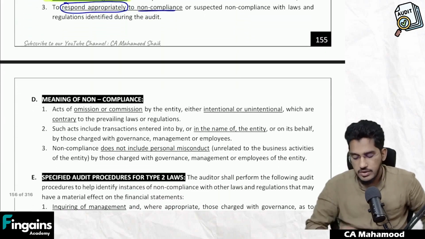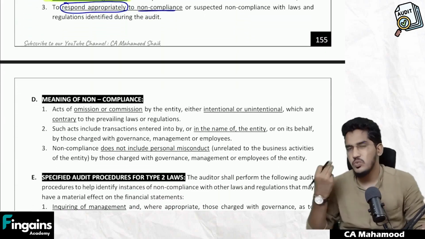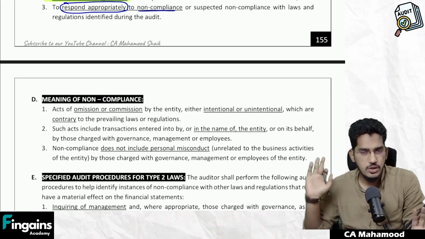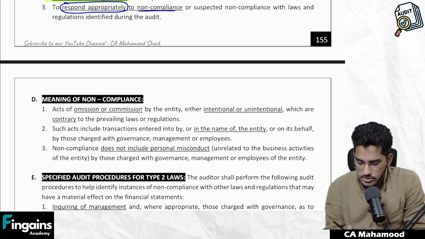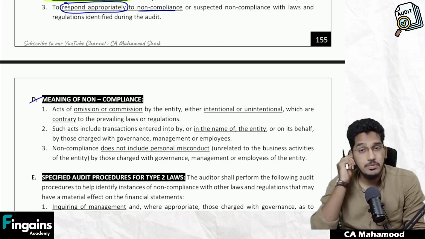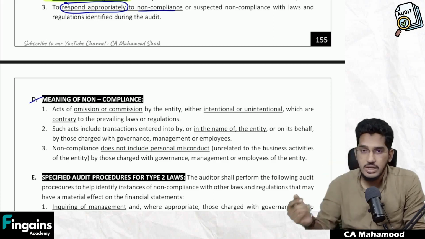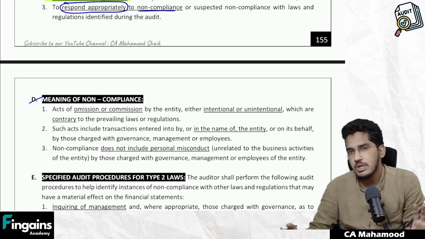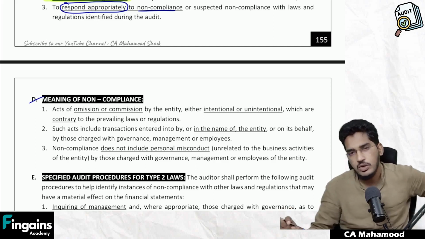Next one. Sir, you are telling non-compliance. What is the meaning of non-compliance, sir? Can you define it? So now the next point talks about what the meaning of non-compliance is. When I say non-compliance with the laws and regulations, what do I mean by that? Let's apply your common sense here. If I ask you in layman's terms, how will you explain? Tell me what you mean by non-compliance with law.